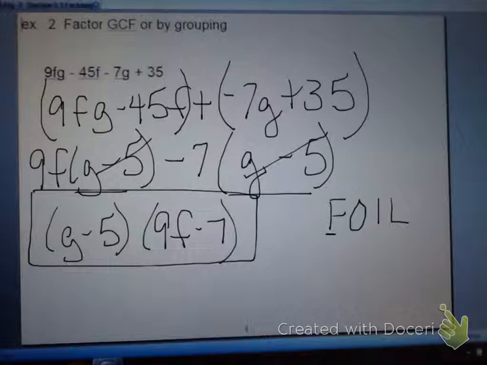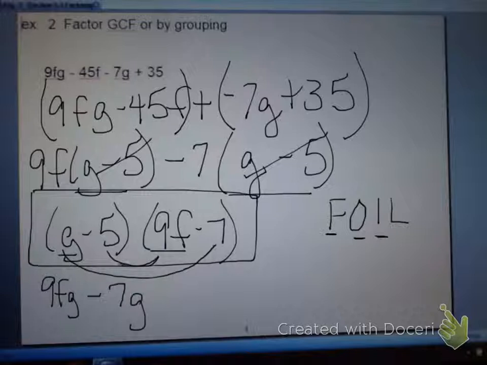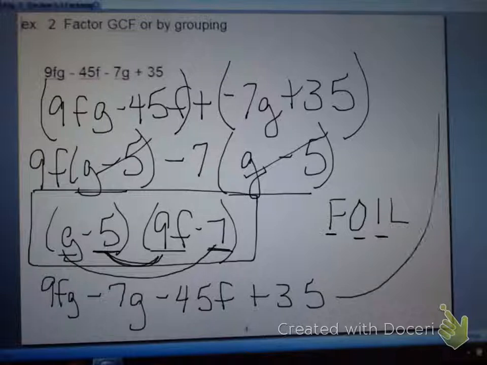So when you do the FOIL, the first, that's G times 9F is 9GF, or FG. My outside terms, this is my outside two terms. G times a negative 7 is a negative 7G. Then my inside terms, negative 5 times 9F is a negative 45F. And my last, negative 5 times a negative 7 is a positive 35. And if you'll notice, that is exactly what you have for the problem. The two middle terms are reversed, but that's okay.